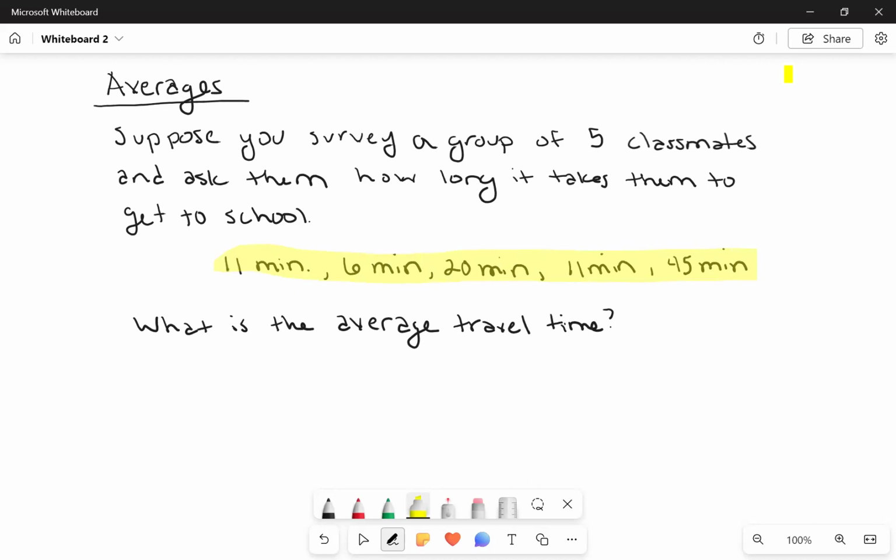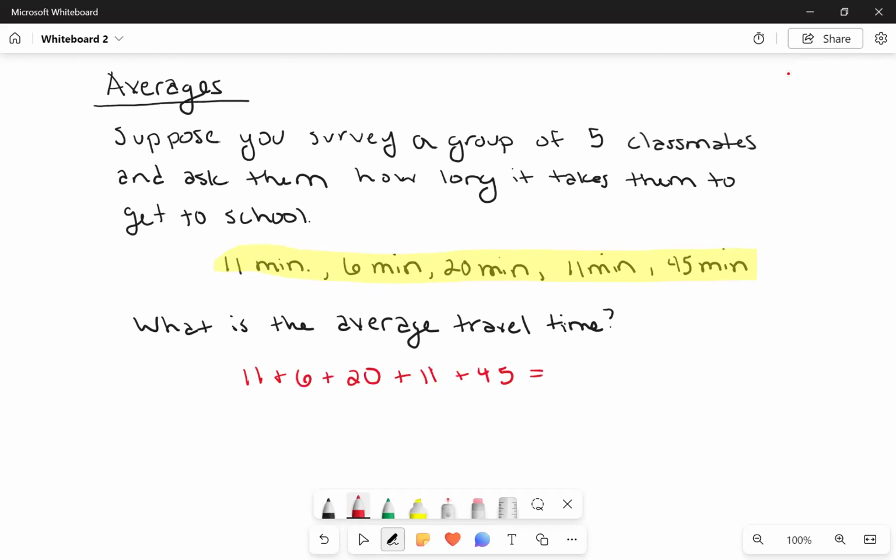Then you wanted to find the average, or maybe you were asked to find the average travel time. Most people at this point would probably go through the process of adding these 5 times together and dividing by 5. So let's do that. Let's add them together: 11 plus 6 plus 20 plus 11 plus 45. Grab your calculator because you're going to do this along with me here.